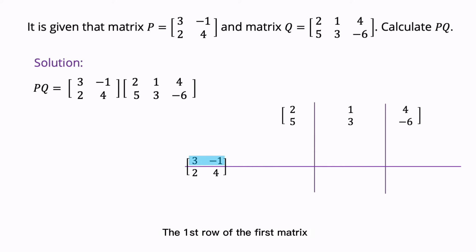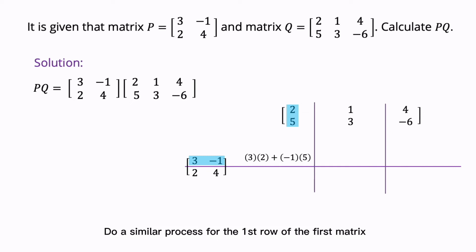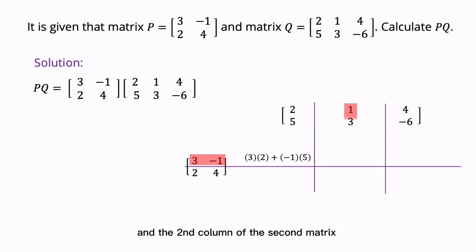The first row of the first matrix and the first column of the second matrix. 3 times 2 plus minus 1 times 5. The result is placed in position A11. Do a similar process for the first row of the first matrix and the second column of the second matrix. 3 times 1 plus minus 1 times 3. The result is placed in position A12.